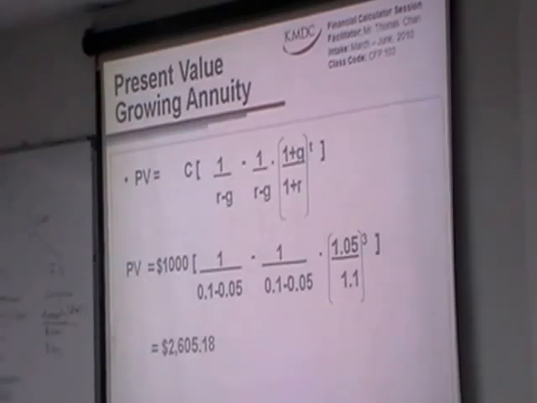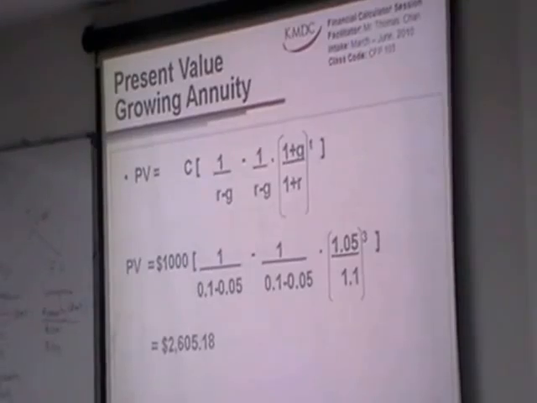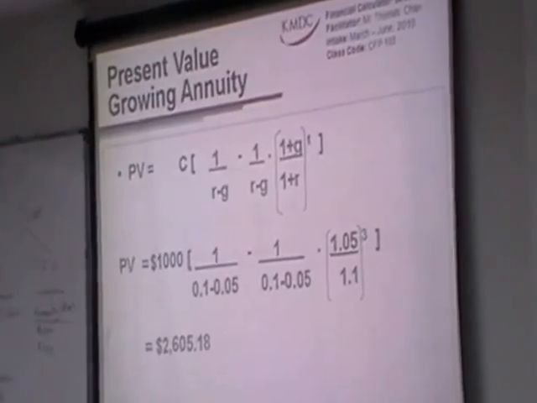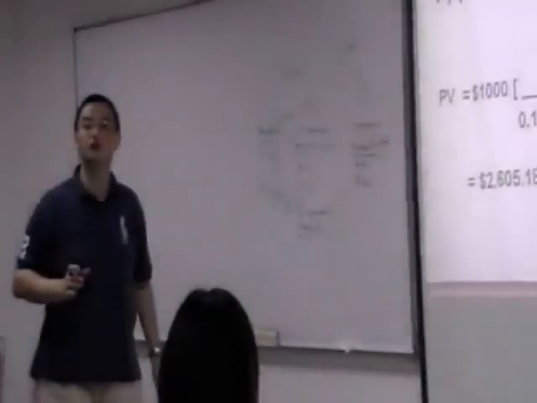Normal annuity, $1,000 a year for 4 years, fixed. This one is $1,000 next year, but the following year grows by 5%, constant. It grows, but for a specific period. If it's forever, it will be perpetuity, but this one is for a specific period: 3 years, 5 years, 10 years. There are steps you need to think of.